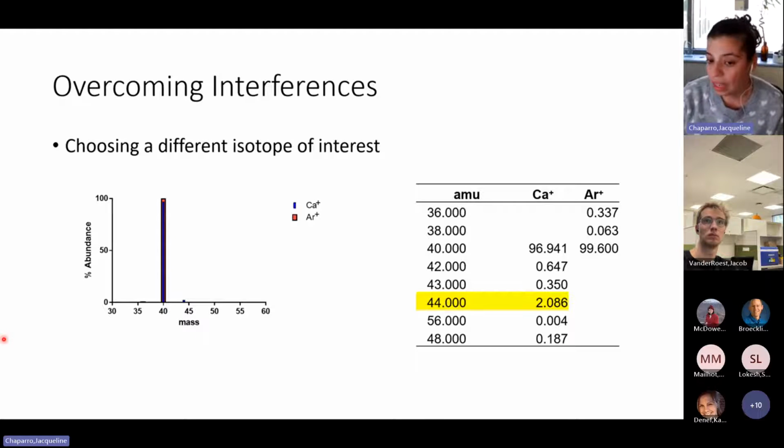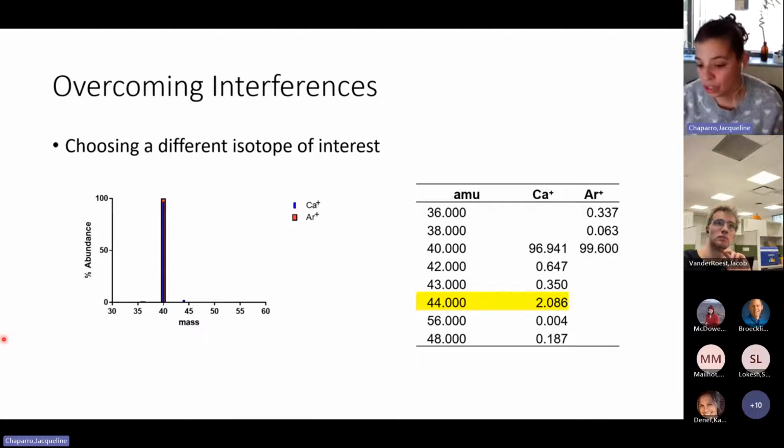Additionally, calcium in a lot of samples, and you have to know your sample specifically, tends to be a macronutrient in high concentration. So measuring it at an isotope that has a lower relative abundance won't necessarily affect things as badly.